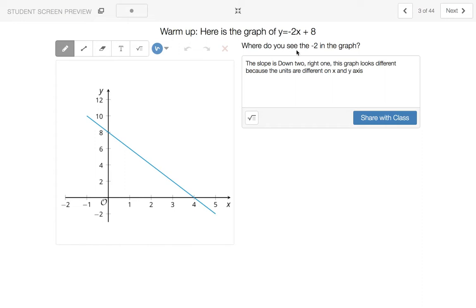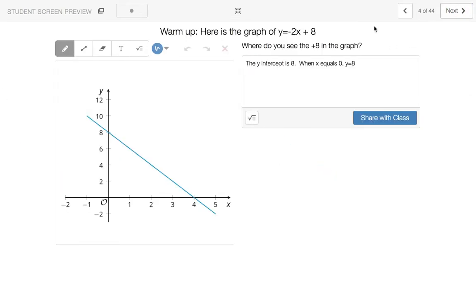So warm up. How do you see the -2? The -2 is the slope. It's down 2 and to the right 1. This graph, of course, doesn't look like it's down 2 and to the right 1, because you'll notice that the scale is different, right? We've got 1 through 4 and the y-axis is counting by 2s. So it looks a little different, but don't be fooled, the slope is going down 2 and over 1.